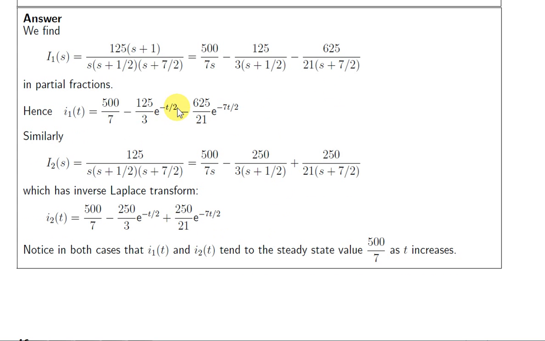We can see that as t gets larger and larger, e to the minus t over 2 and e to the minus 7t over 2 will go to 0. Both of these terms will go to 0. So I1 is approaching a steady state value of 500 over 7, and I2 is approaching that same value of 500 over 7 as t tends towards infinity.